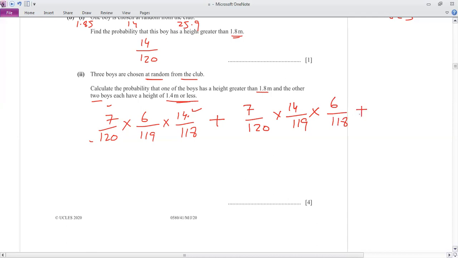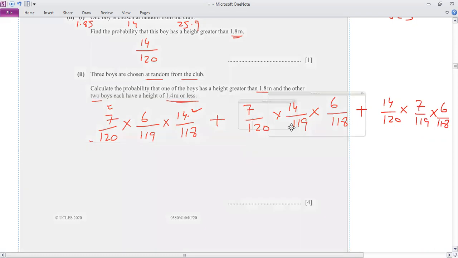Third possibility is R. For R we write plus. Third possibility is I will select first from here 14 over 120. And second one from this one, this one will be 7 over 119 because one student has been selected. And third one also from this, so from 7 now remaining are 6 over 118. Or directly if you do so, same result will be. Calculate it please. Someone can use the calculator to calculate it.